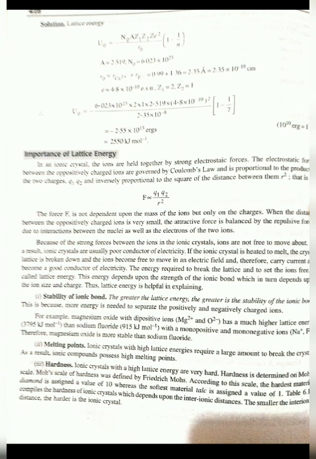Second, melting points. Ionic crystals with high lattice energy require a large amount of energy to break the crystal. As a result, ionic compounds possess high melting points. Third, hardness. Ionic crystals with a high lattice energy are very hard. Hardness is determined on the Mohs scale. The Mohs scale of hardness was defined by Friedrich Mohs. According to his scale, the hardest material, diamond, is assigned a value of 10, whereas the softest material, talc, is assigned a value of 1. Table 6.10 compiles the hardness of ionic crystals, which depends upon the inter-ionic distances. The smaller the inter-ionic distance, the harder is the ionic crystal.